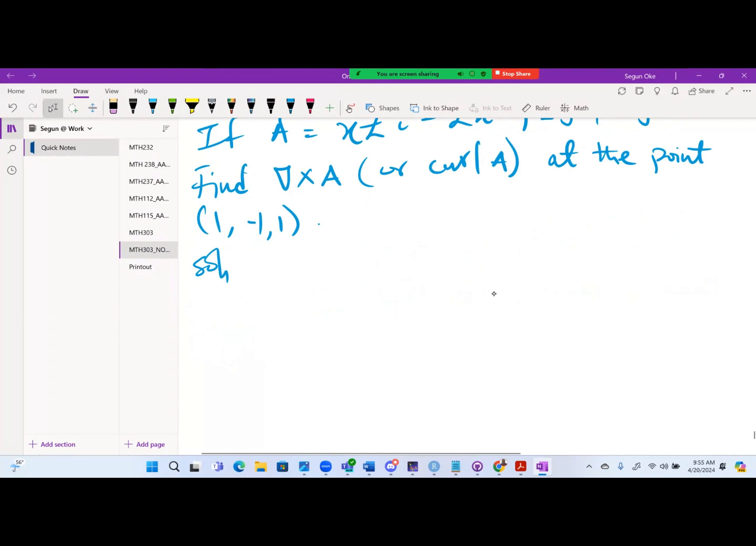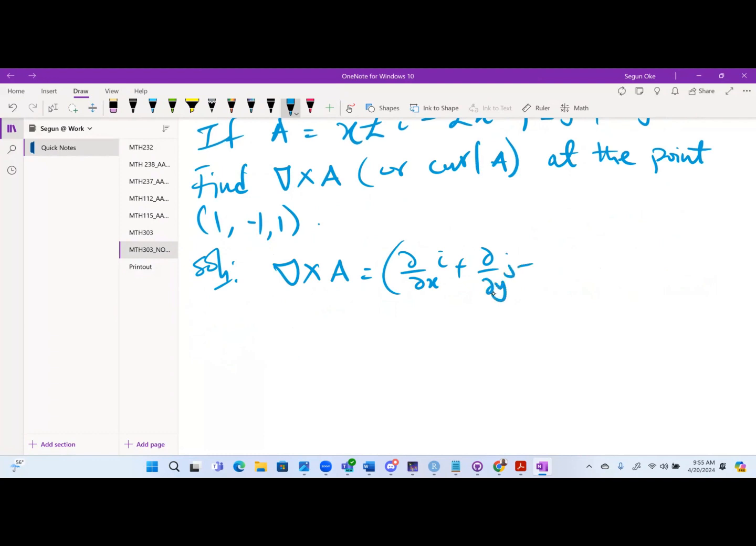So let's look at the solution on this one. The definition for del cross A is d/dx i plus d/dy j plus d/dz k, cross, remember it's a cross, xz cubed i minus 2x squared yz j plus 2yz^4 k.